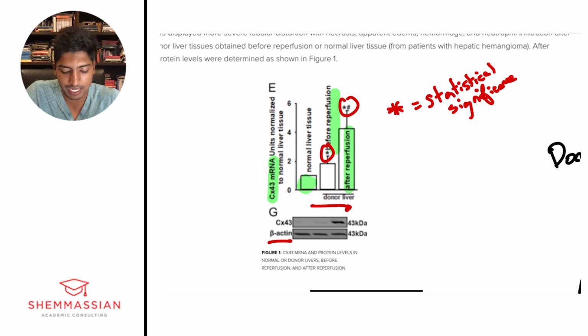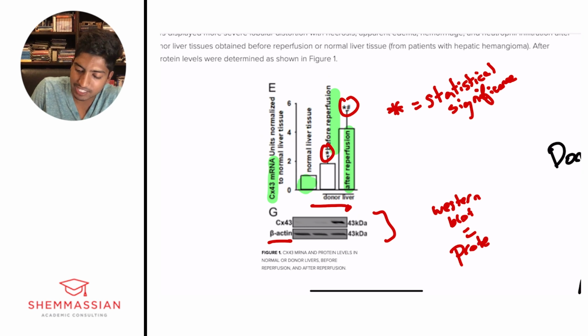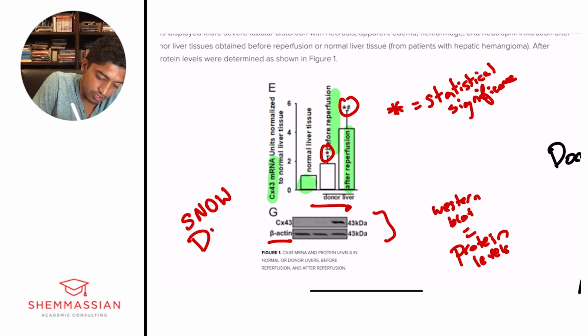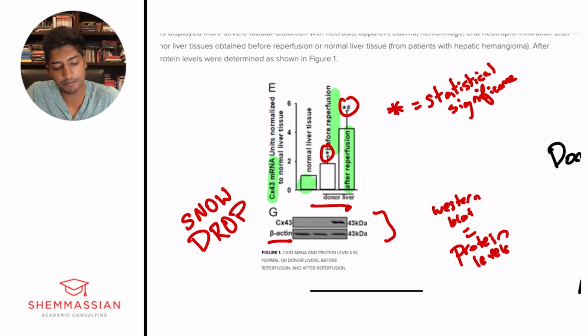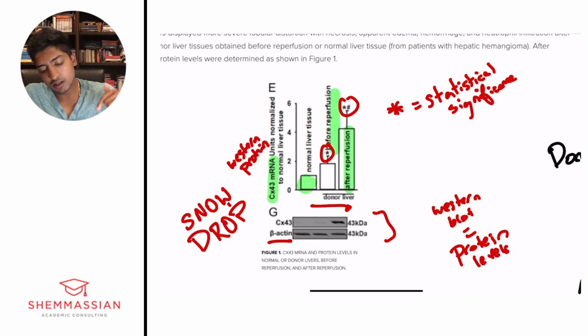The second part is a Western blot, right? So right here, we're looking at beta-actin levels and CX43. And so what does a Western blot show? Shows protein levels. That's very, very important. If you don't remember the mnemonic SNOWDROP, right? SNOWDROP, W matches with P, so Western equals protein. Google this if you don't remember, but SNOWDROP is very, very important in telling you the different types of blotting. But in this case, we have a Western blot, and we are looking at protein levels, and specifically CX43.